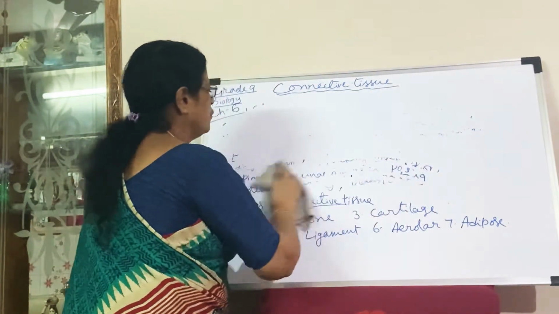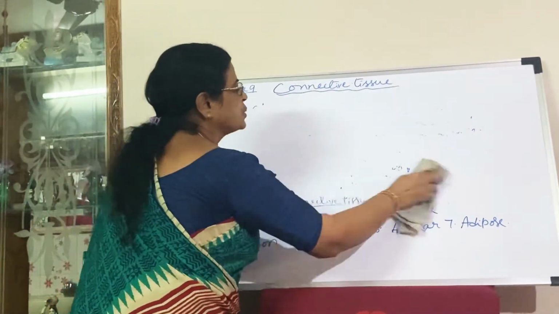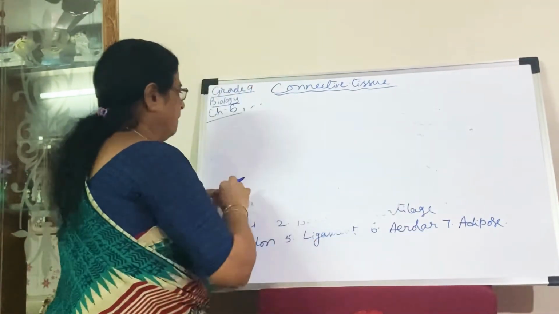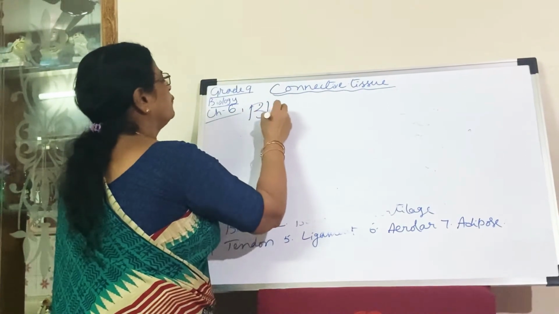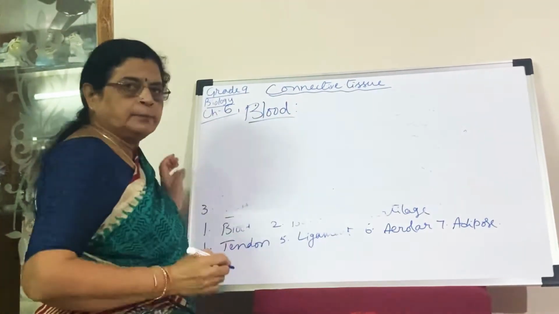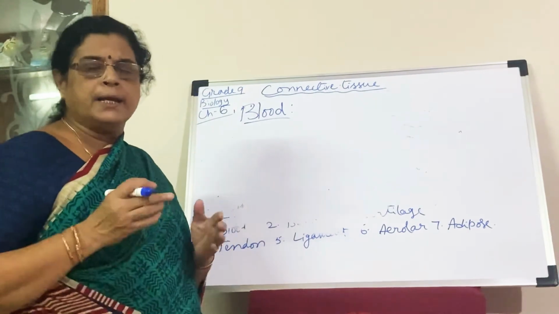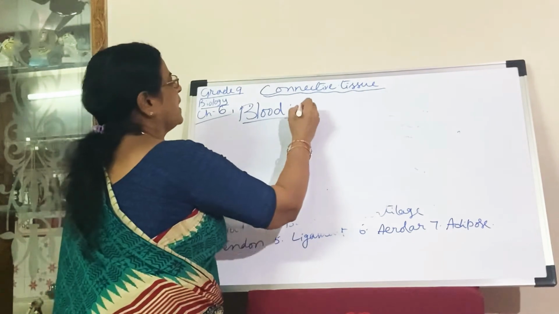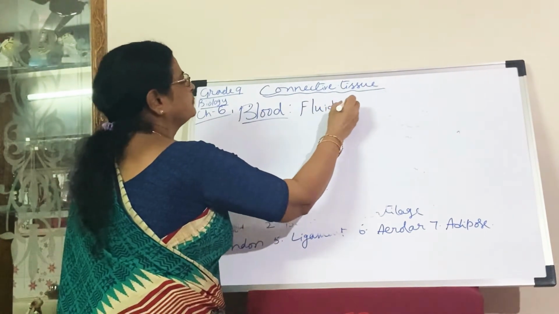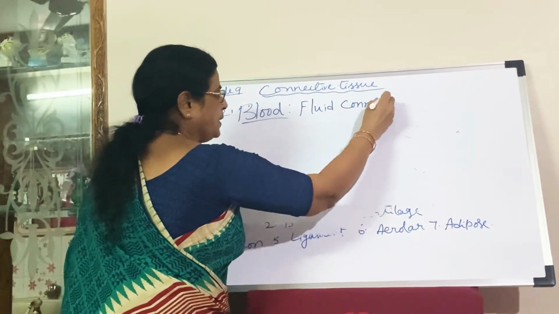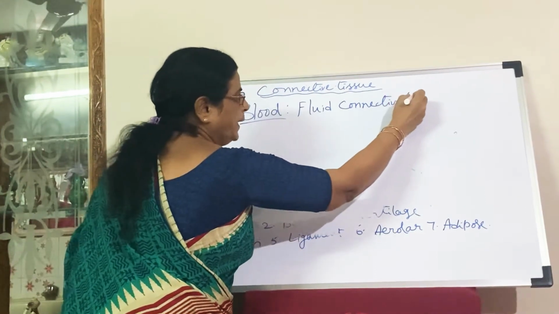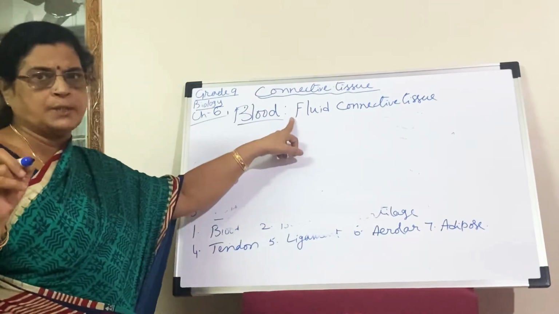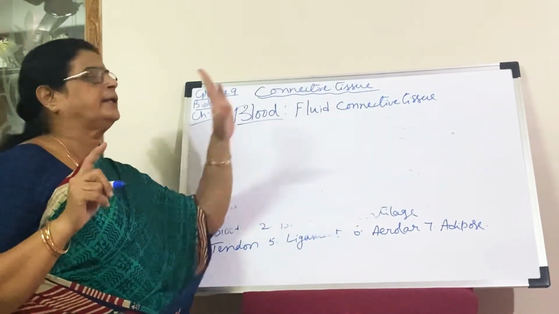Now coming to the first connective tissue, we are studying blood. Blood is the connective tissue. We know that blood is flowing throughout the body, inside blood vessels like arteries and veins. Blood is a special fluid connective tissue. Lymph is also there. Blood is called a fluid connective tissue.